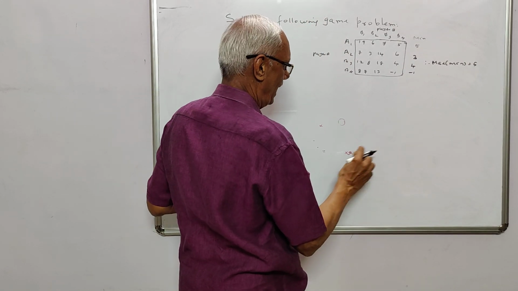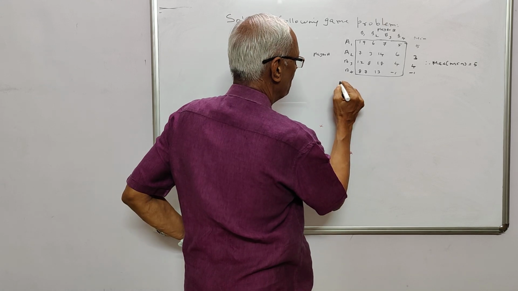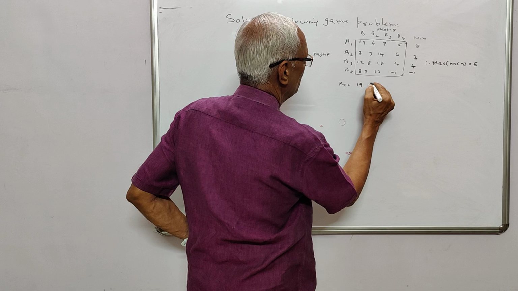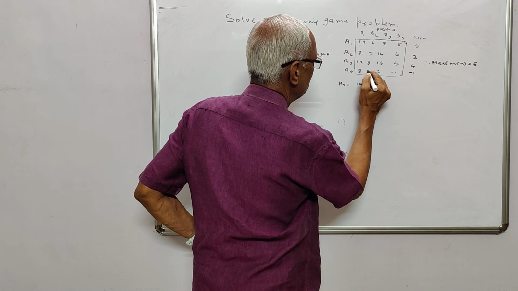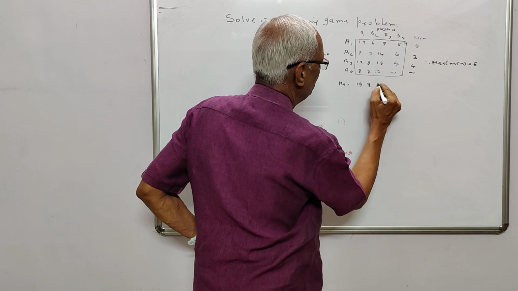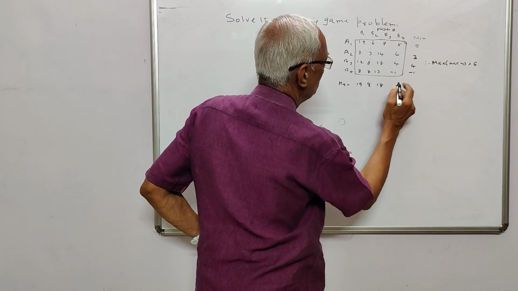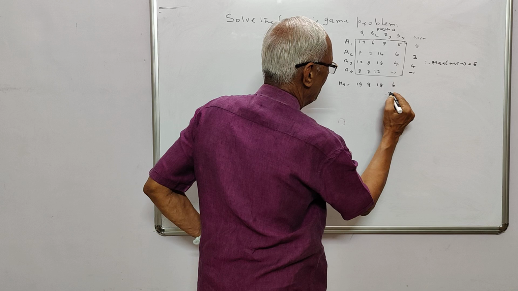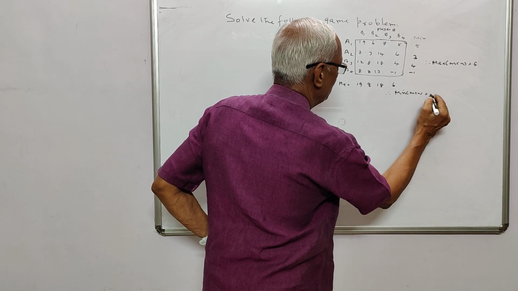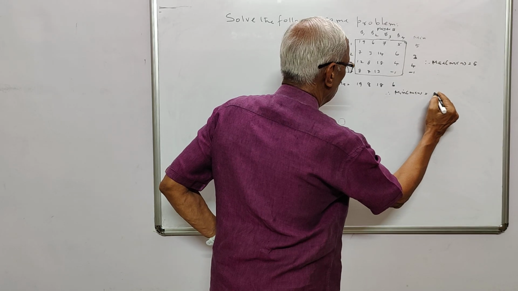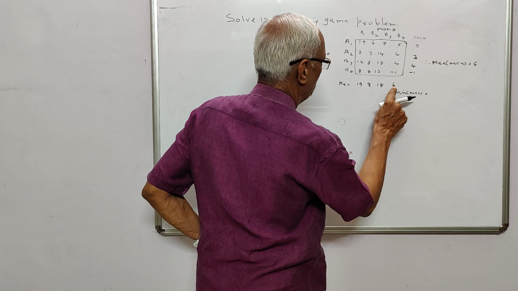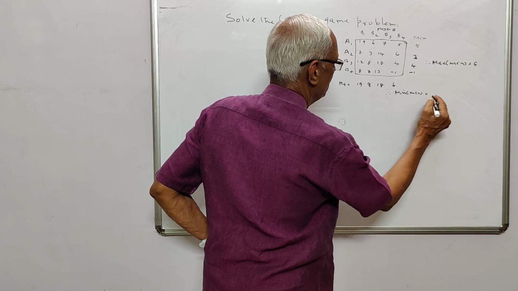And here come to max. What is the maximum of this? 19. What is the maximum of this? It is 8. What is the maximum of this? 18. What is the maximum of this? 6. Therefore, minimum of max is equal to, what is the minimum of maximum here? 6.